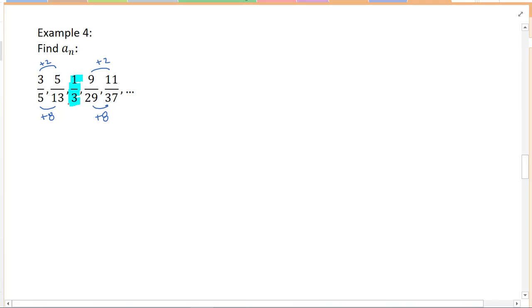Which makes me think, I wonder if it has been reduced. If it has been reduced, and if the common difference is in fact 2, what would we get if we continued by 2? So if I added 2, what would that be? Let's rewrite it. It'll be 3/5, 5/13, and then if I add 2 to 5, what would I get? It would be 7, right? And then add 2 to 7, I get 9. And then add 2 to 9, I get 11. So that seems to be working.